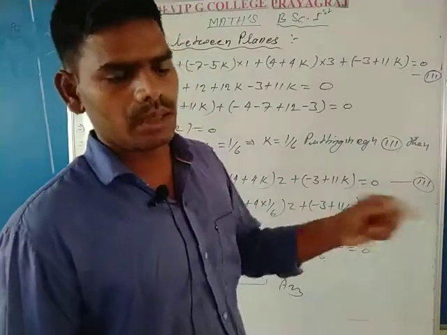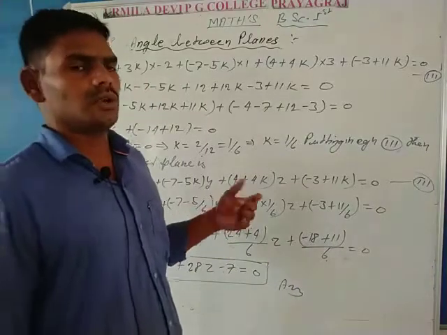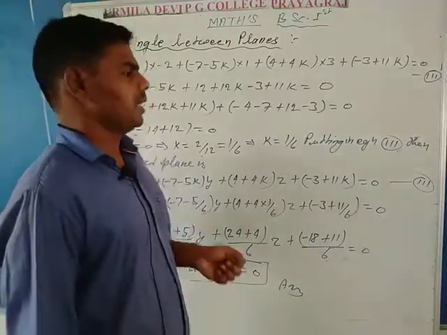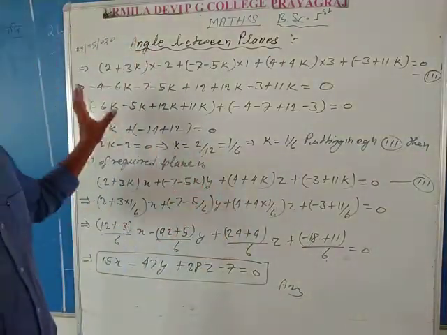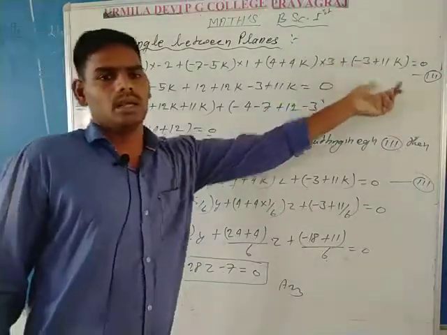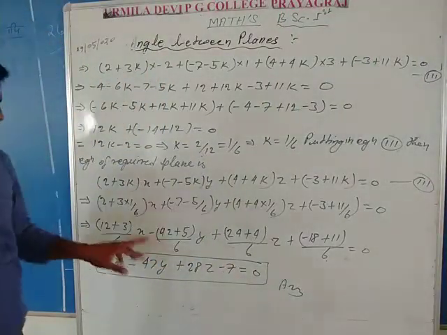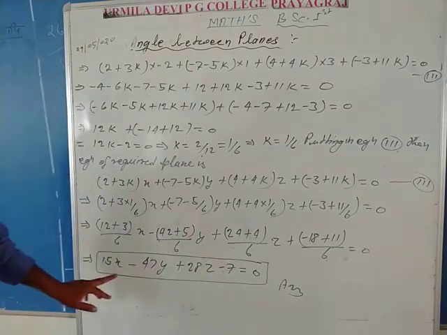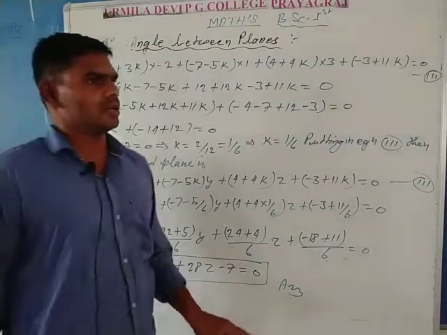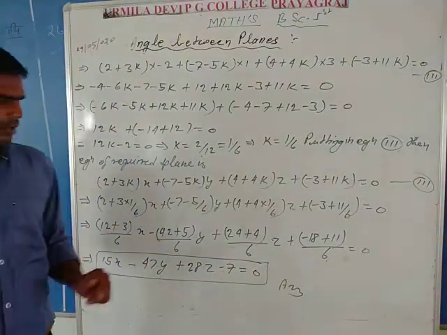Therefore, putting x, y and z from the coordinates of the given point into plane equation third and finding the value of k, here k is equal to 1 by 6. Putting this value again into equation third, we find the required plane equation. After simplification, the required plane equation is 15x - 47y + 28z - 7 is equal to 0. So that is all, and okay, thanks today.